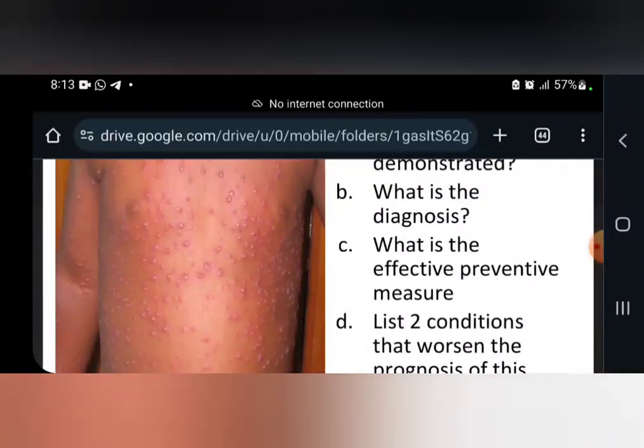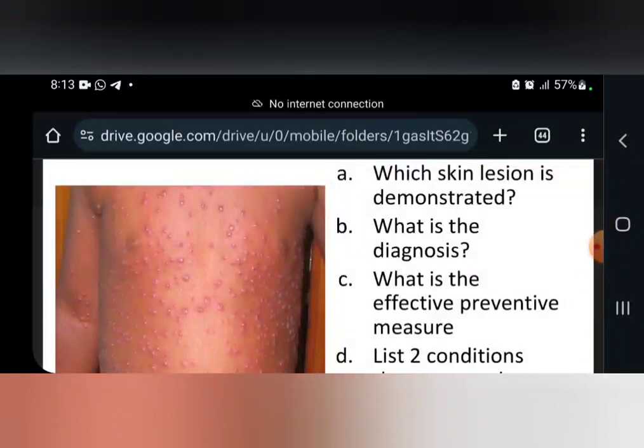Now, you can also see pustules at the level of the right hand. In the right upper arm, you can see a single pustule there, and even at the level of the right lower arm, you see pustules there. Every time you see pustules, it means that there's a superinfection.